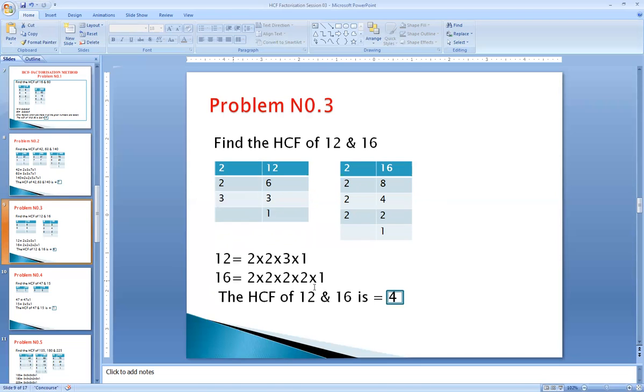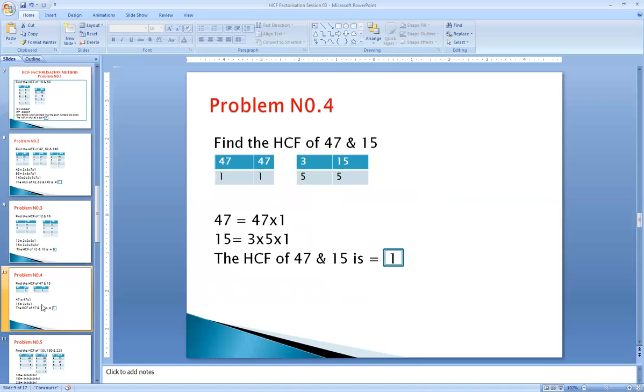Here the common factors are three numbers: 2, 3 and 1. Among those, 2 is repeated 2 times in the first case and 4 times in the second case, but 3 and 1 appear only in the first case. 3 is not repeated, so it has to be rejected. Then we should see the maximum number of times a factor is repeated in both the cases and consider that as the product. 2 is repeated 2 times in both the cases, therefore the HCF of 12 and 16 is 2 into 2, which is 4. So this is the answer.